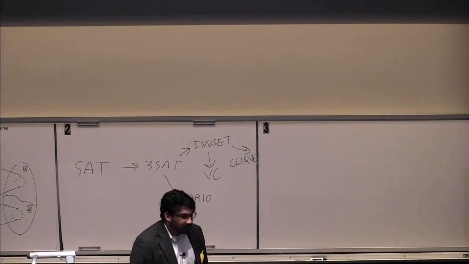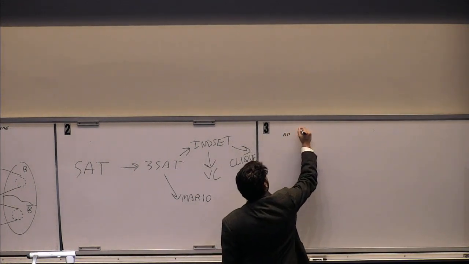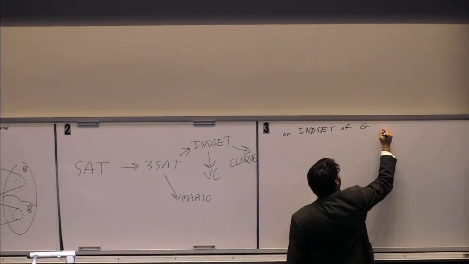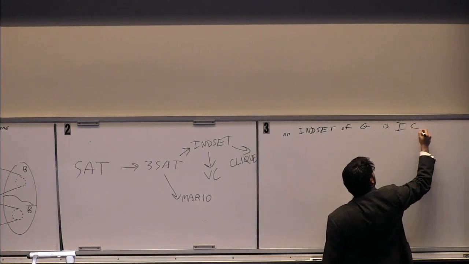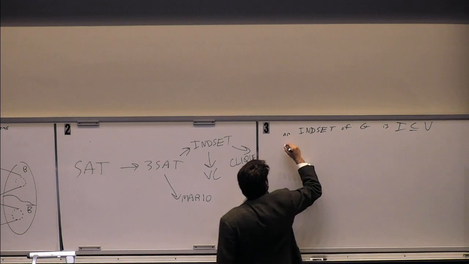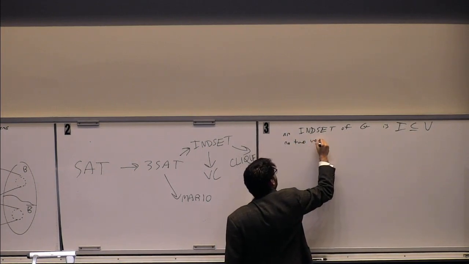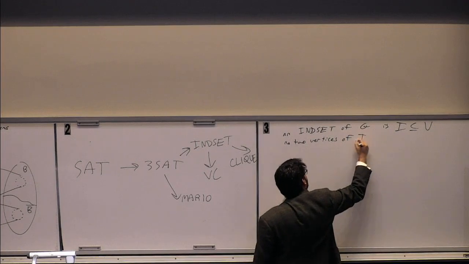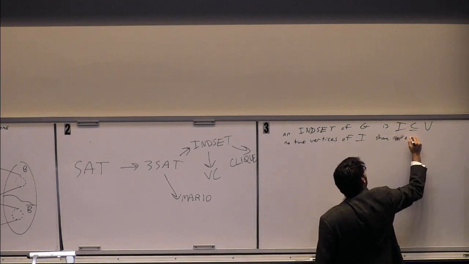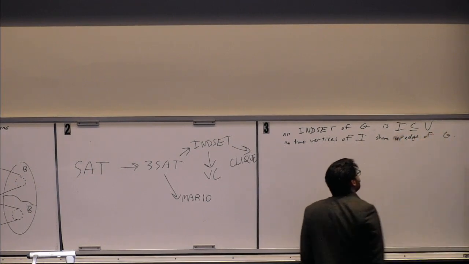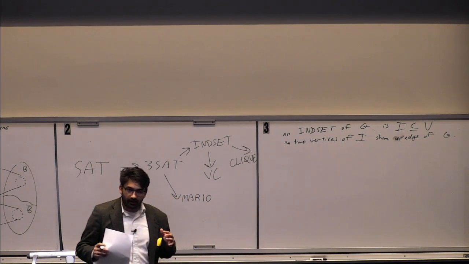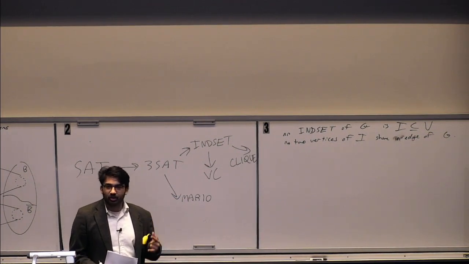So what is an independent set? An independent set of some graph G is a selection of vertices I such that no two vertices of I share an edge of G. Basically, you choose a selection of the vertices such that between the vertices in the independent set, there is no edge.